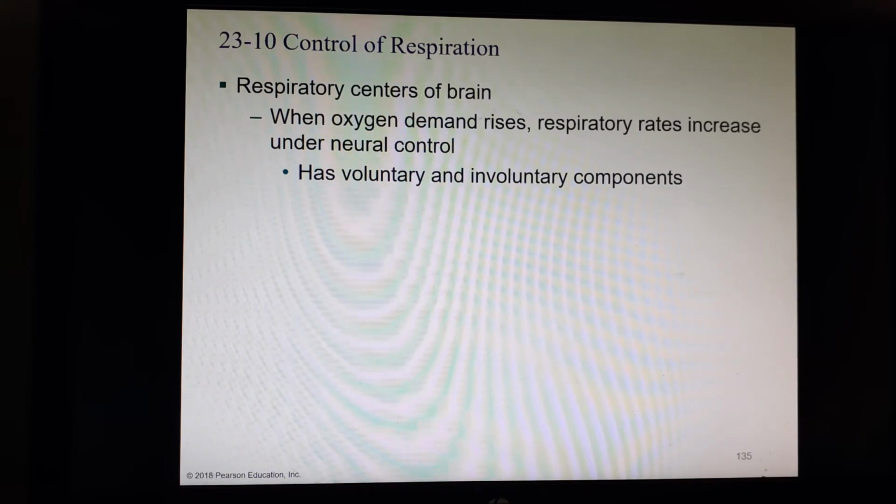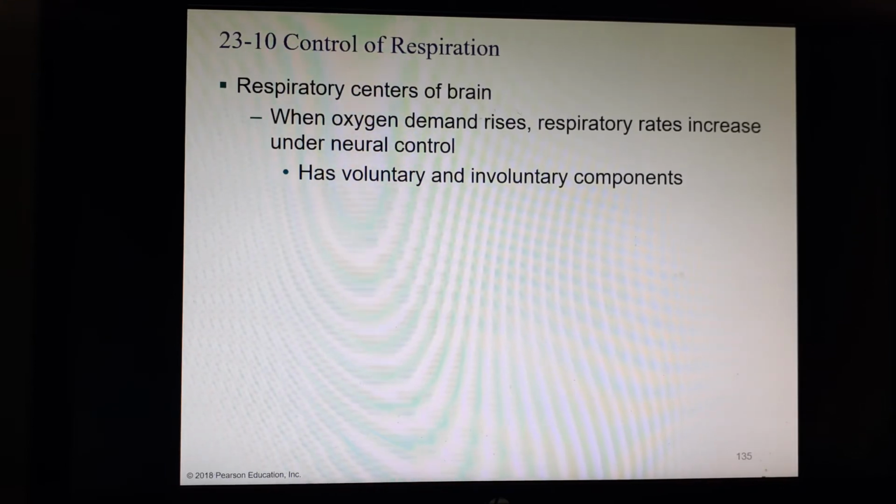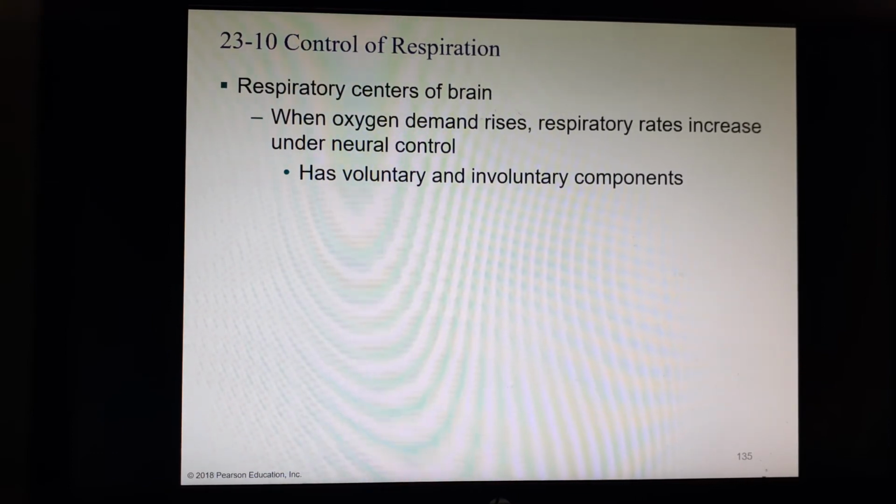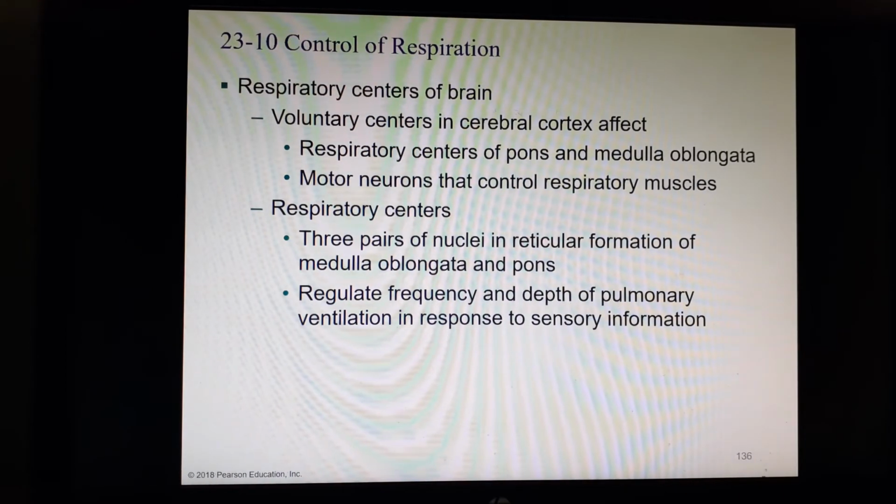Now, that was local. This is like systemic control. When your body needs more oxygen, it will tell your breathing apparatus to increase breathing rate. And it has some parts that are voluntary and some that are involuntary. The voluntary part is in the respiratory center of the pons and medulla. And those are going to be to your voluntary muscles that control your respiratory muscles, like your diaphragm. The respiratory centers are 3 different clusters of nuclei in the reticular formation, and they are going to control how often and how deeply you breathe.